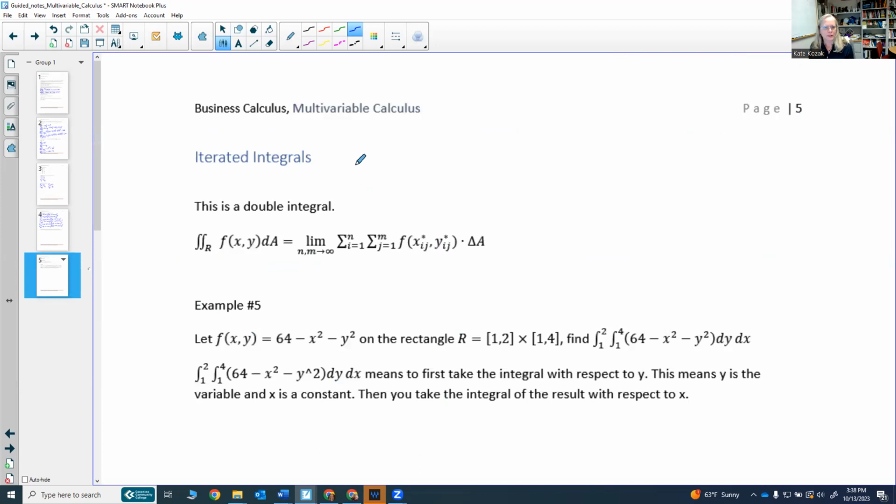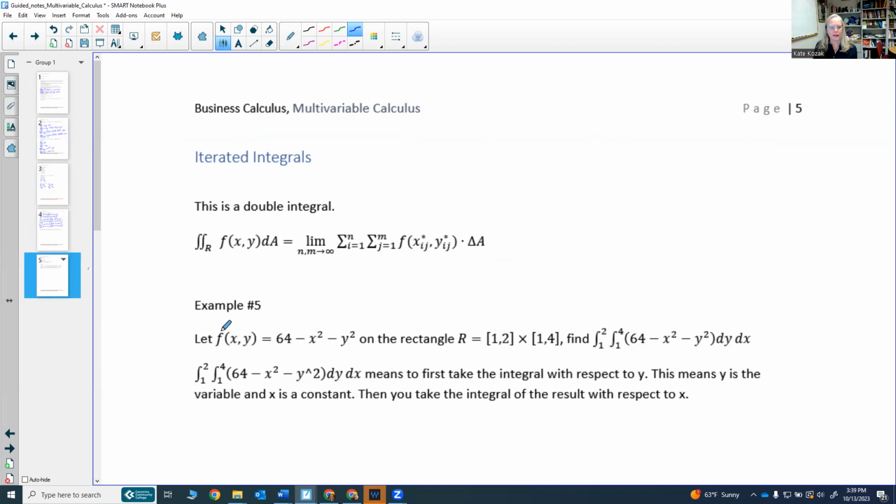The next thing is iterated integrals. This is a double integral. The double integral over some rectangle R of f(x, y) dA is equal to the limit as m and n both go to infinity of the summation i equals 1 to n of the summation j equals 1 to m of f(x_ij*, y_ij*) times delta A. This is the definition, but we don't do it this way. We find integrals like we did previously.